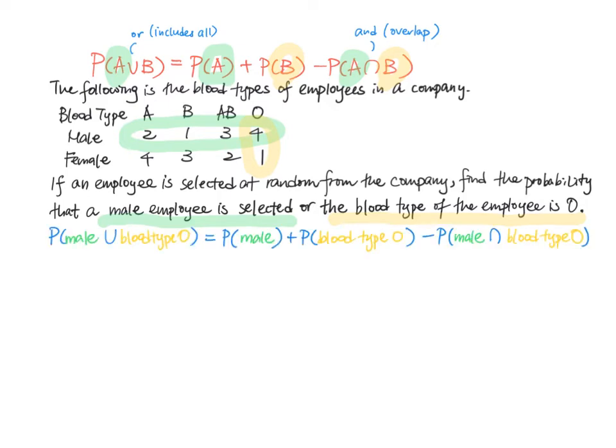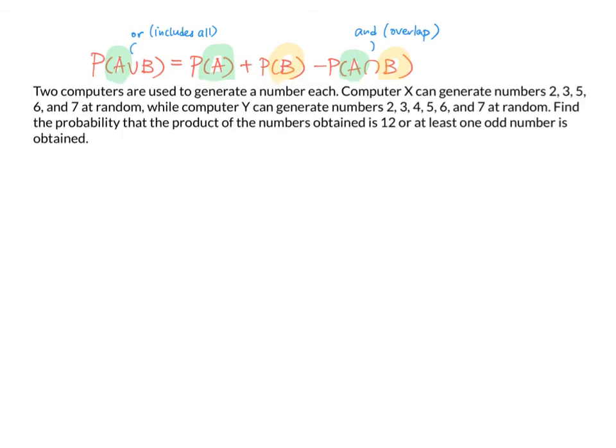If you take a look at the formula, then very easily you can tell that it is the probability of male, that is the total number of males over the total number of employees, plus the probability of blood type O, that is 4 plus 1 over 20. And finally, because there's an overlap, you don't want to double count it, so you have to subtract the overlap, this part. That is this, which is 4 over 20. So it's pretty easy. This one is a more standard question.